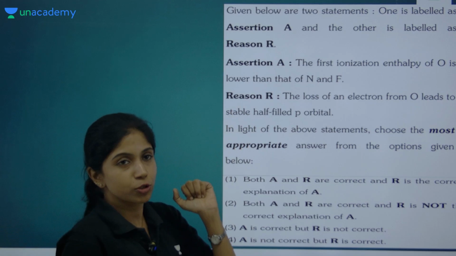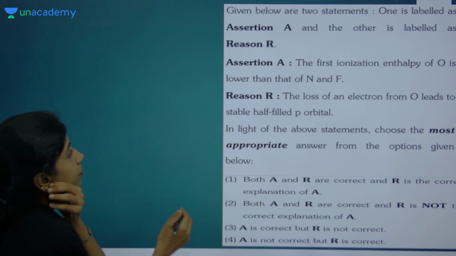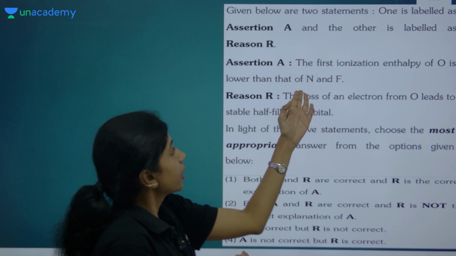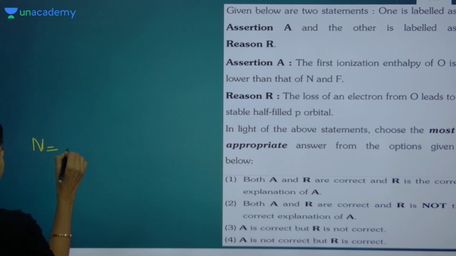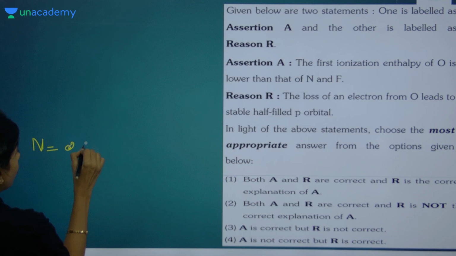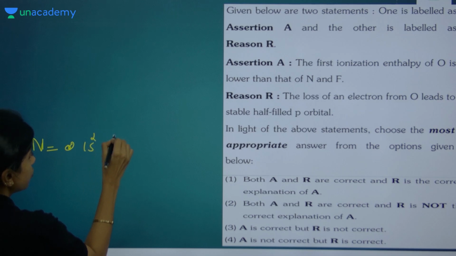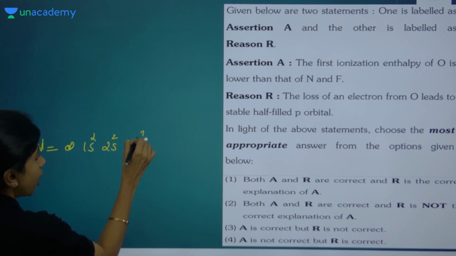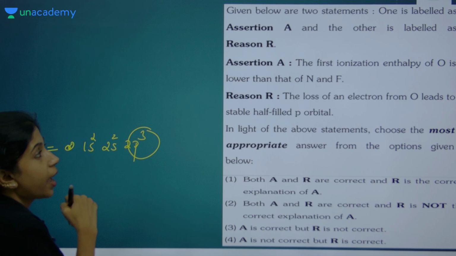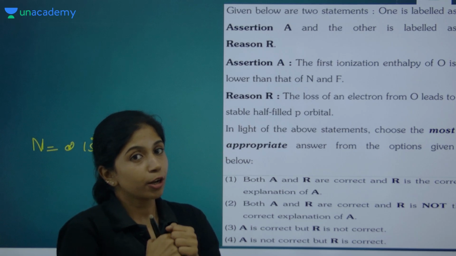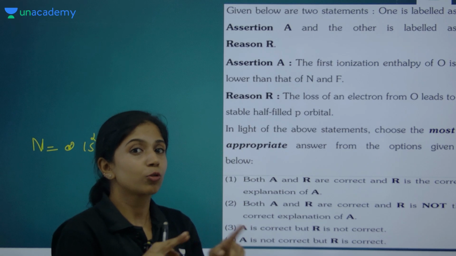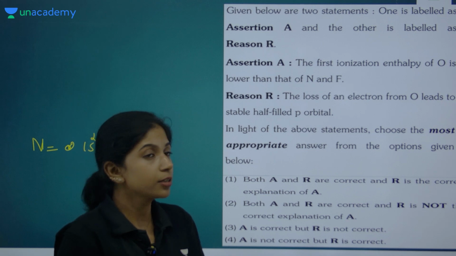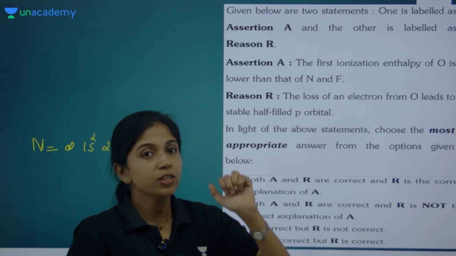First of all, both statements are right. Why? Because we know that nitrogen has 1s2 2s2 2p3, half filled, so obviously it's going to be stable. And fluorine being electronegative, removing one electron from its outermost orbital is going to be a little difficult. And oxygen comes in between.